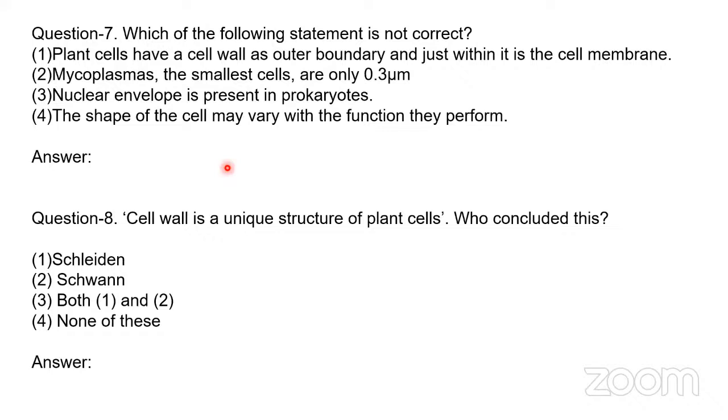Next is, cell wall is a unique structure of plant cells. Who concluded this? While studying the cell theory, it was Theodor Schwann who concluded that cell wall is a unique structure of plant cells. So the correct answer is option number 2, Theodor Schwann, and plant cells are composed of cell walls within which the cell membrane is present.